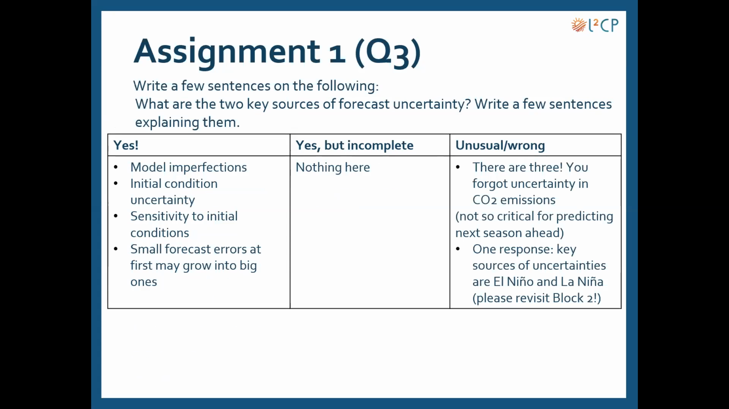For assignment 3, question 1, we were looking really for the model imperfections, the 2 key sources of uncertainty. And I won't go into details here. Everybody really got this, so that's great. Model imperfections and the initial condition uncertainty. Someone did call me to task, looking at the 3rd column and saying, you forgot about the uncertainty in CO2 emissions, which is true. Of course, that is an uncertainty, but less important when we're thinking in terms of seasonal forecasting.